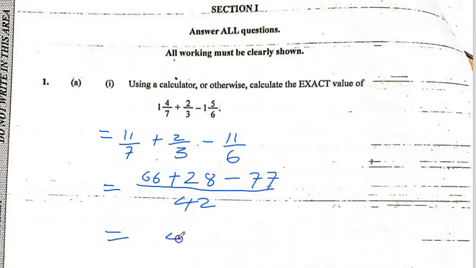So 66 plus 28, take away 77, that is equal to 17. So our solution for 1 part A would be 17 upon 42.